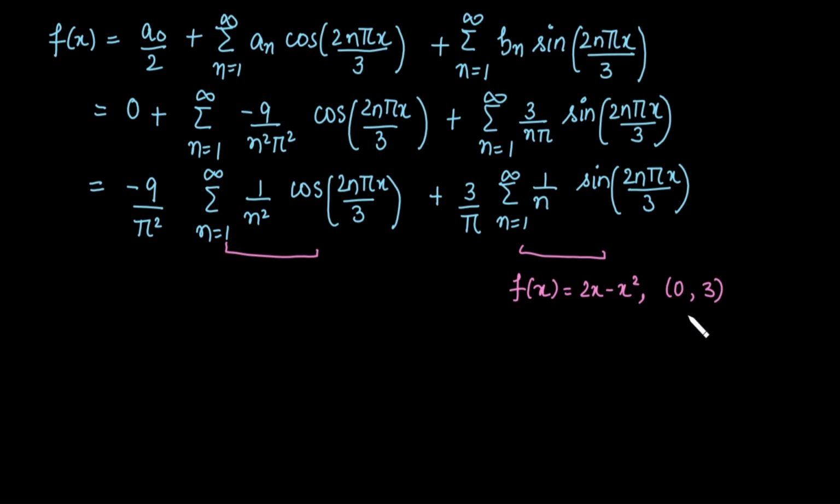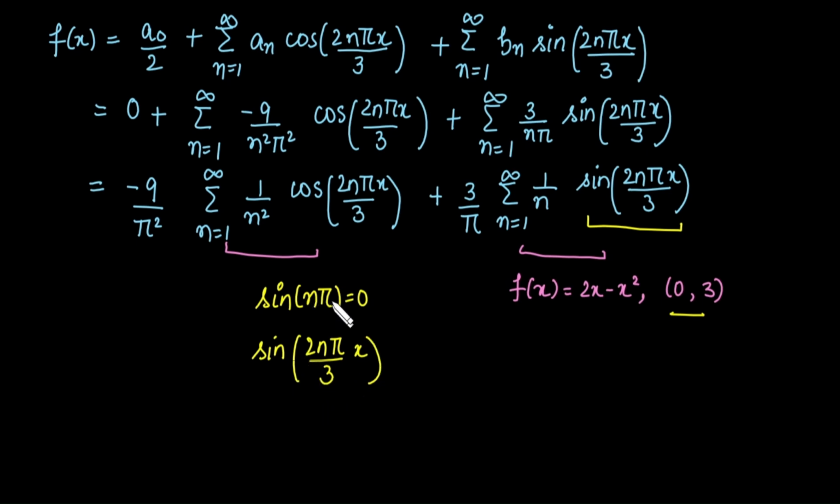In such cases, we will try to find an x from this interval such that this quantity becomes 0. For that, we will observe this function. We know that sine n pi is 0. We will try to create this as n pi for a value of x. So we have in this case sine of 2 n pi by 3 into x. How will you convert this into n pi? If we substitute x is equal to 3 by 2, we will get sine n pi, and in that case we can write this as equal to 0, and hence the summation is 0.